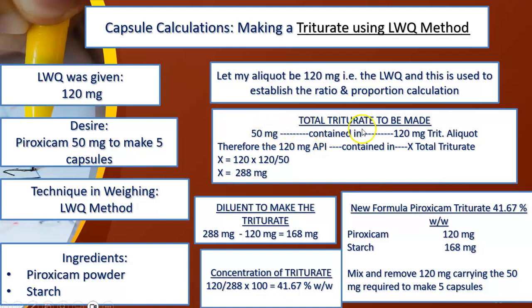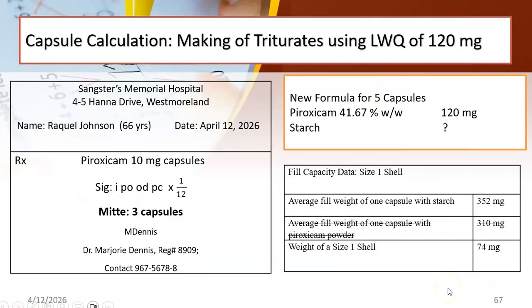You already established it right here. 50 milligram is in 120. So I'm going to remove 120 milligram, which is carrying the 50 milligrams required to make my 5 capsules. So now that we have solved the triturate, how much starch do I really need to fill the 5 shells?